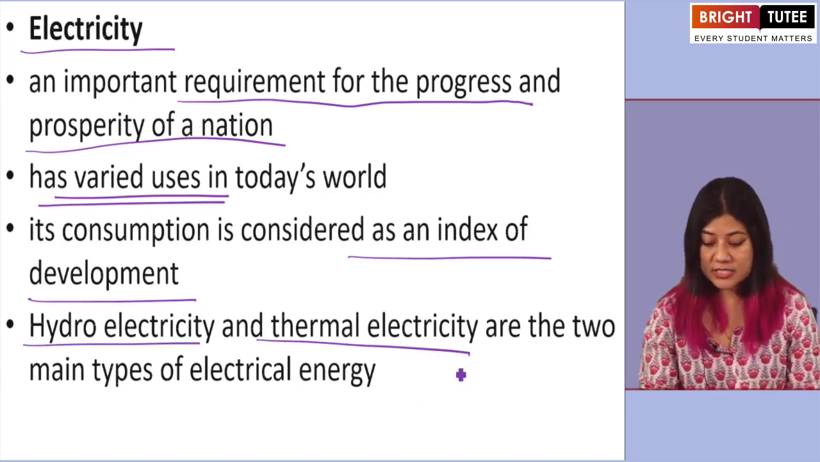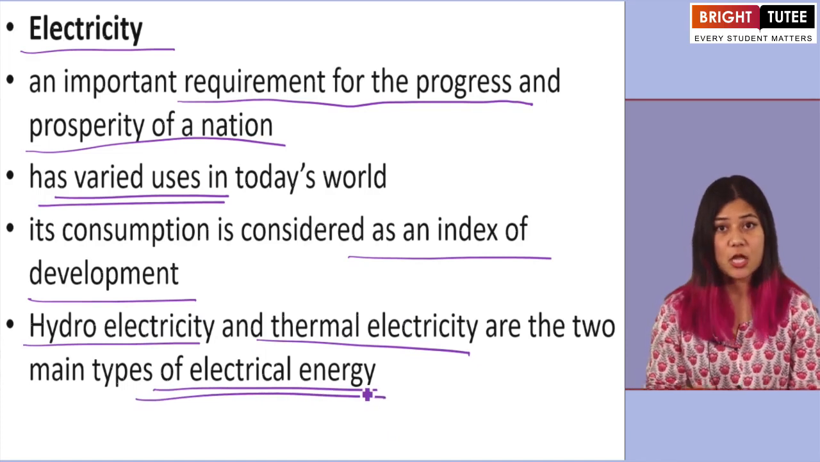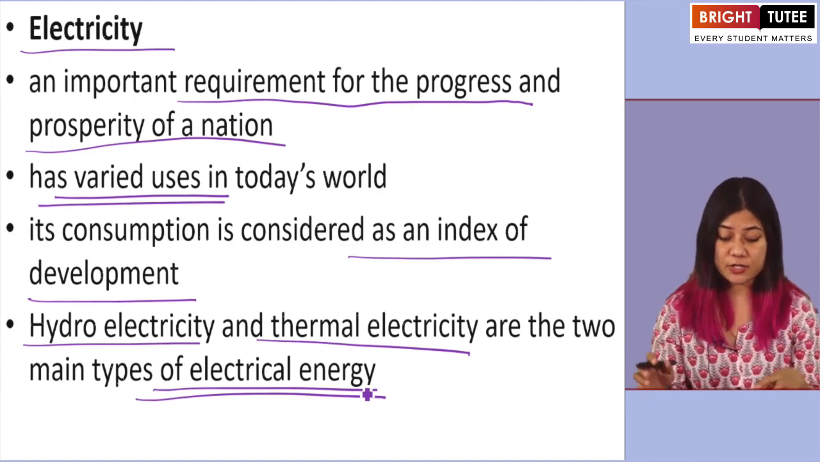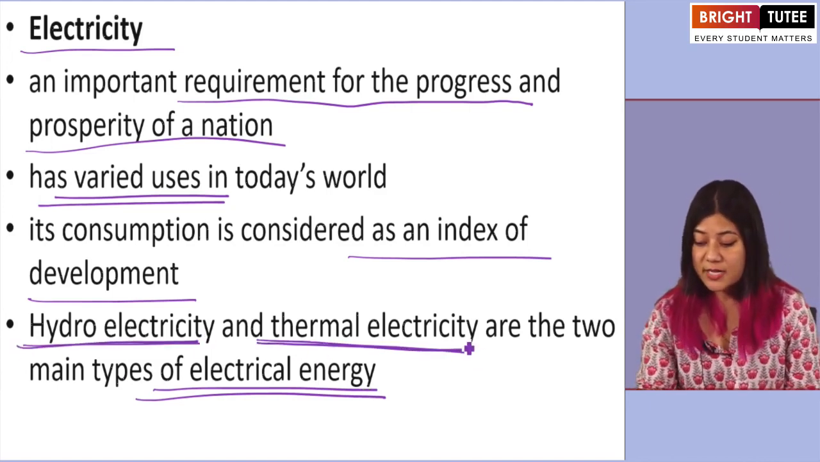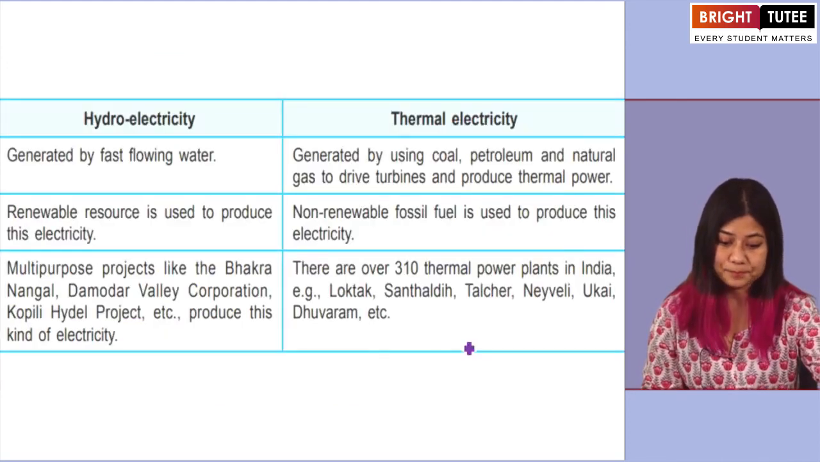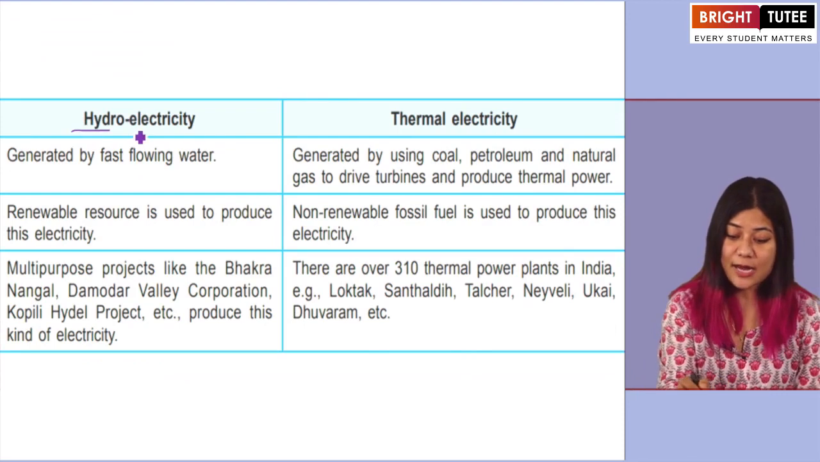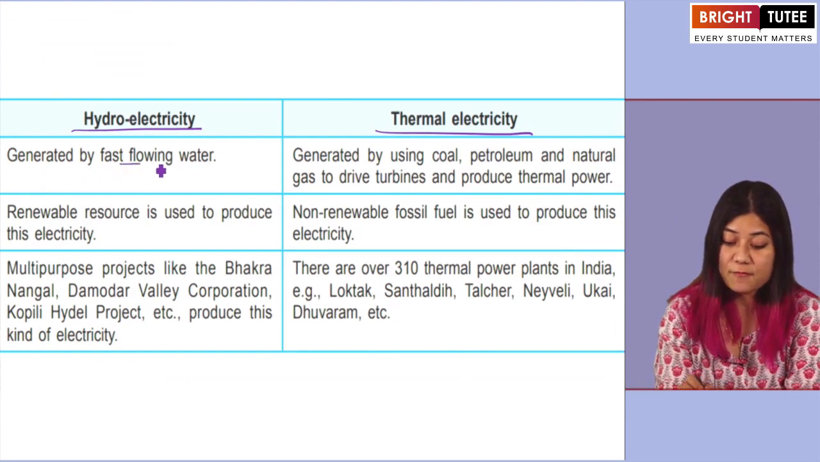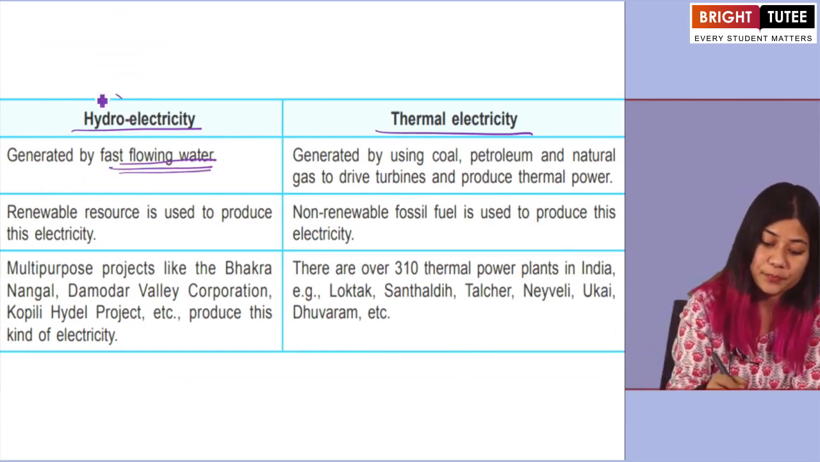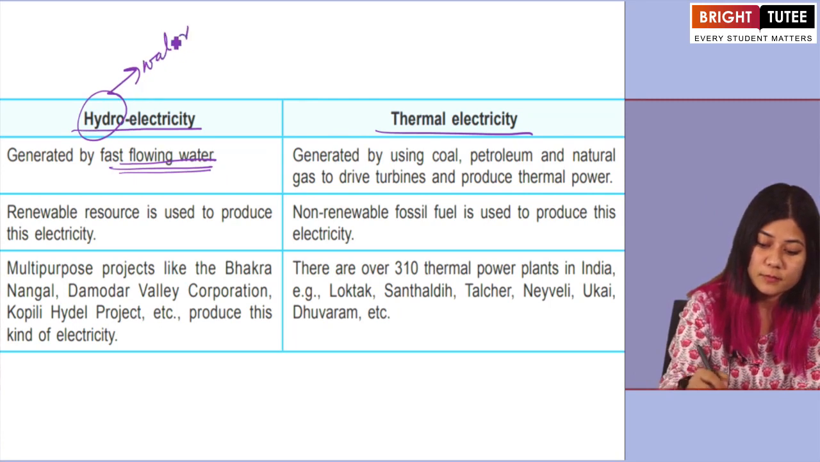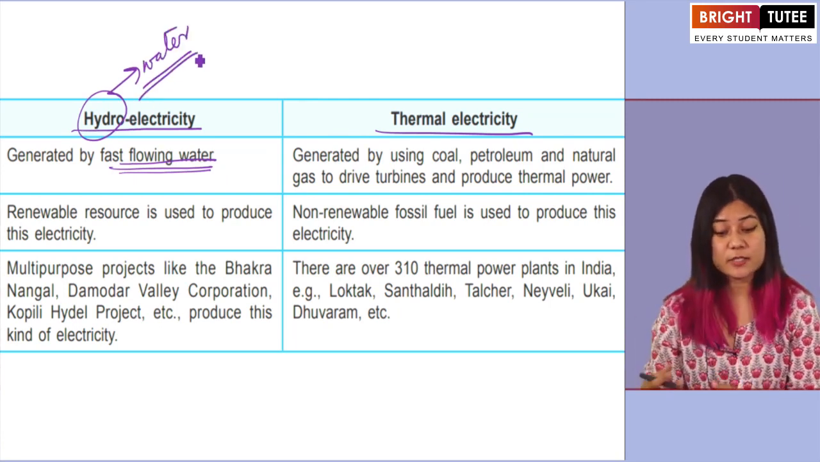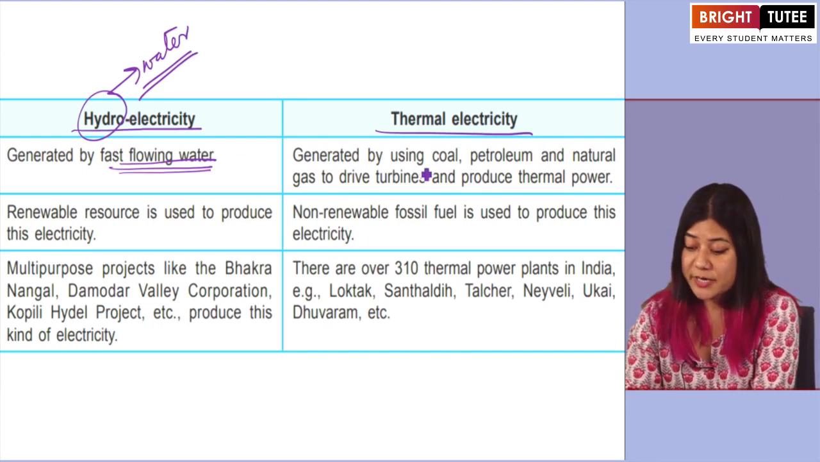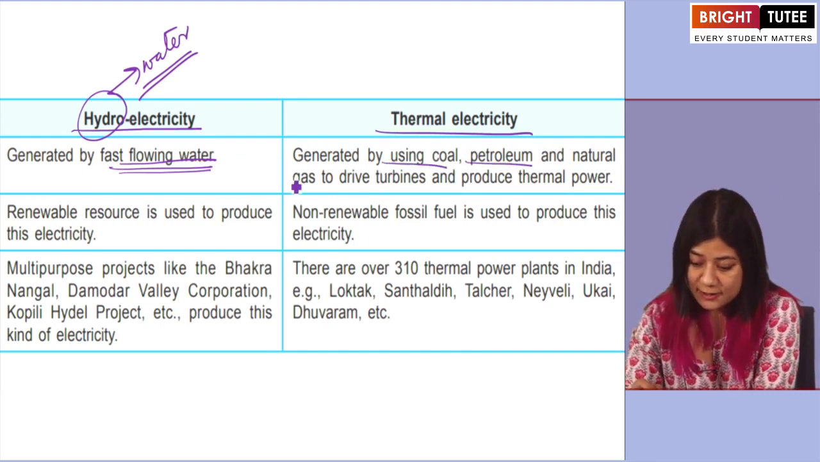Hydroelectricity and thermal electricity are two main types of electrical energy. So when we talk about electricity as a source of energy, there are two types of electric energy. One is hydroelectricity and the other is thermal electricity. Alright? So let us look at what is hydroelectricity and what is thermal electricity. Now hydroelectricity is generated by fast flowing water. So in hydro, water is involved, right? Water is needed for the generation of electricity. Now in thermal electricity, the electricity is generated by using coal, petroleum and natural gas.